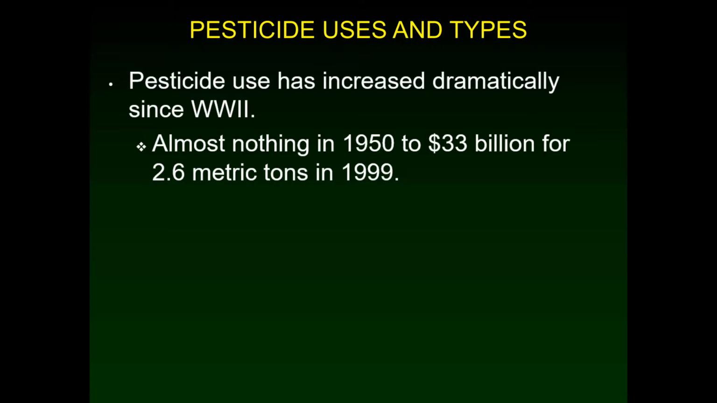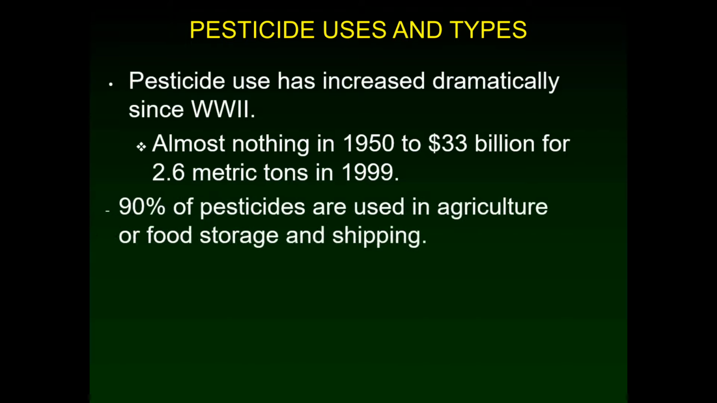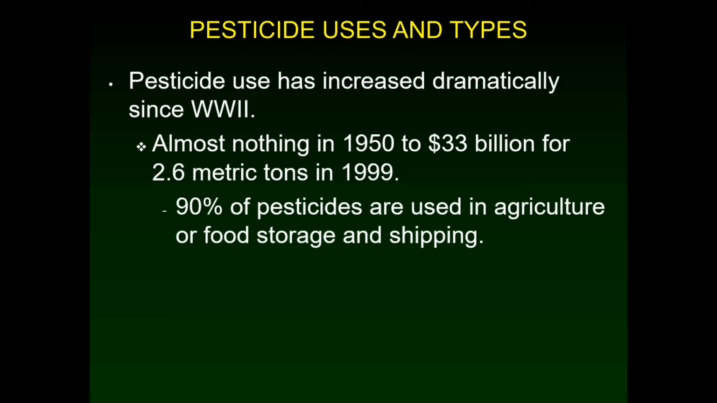Almost nothing in the 1950s, and then up to 33 billion in 1990, with 2.6 metric tons. So you can see how the amount grew. 90% of pesticides are used in agriculture or food storage and shipping. This just reiterates the importance of food storage and agriculture.